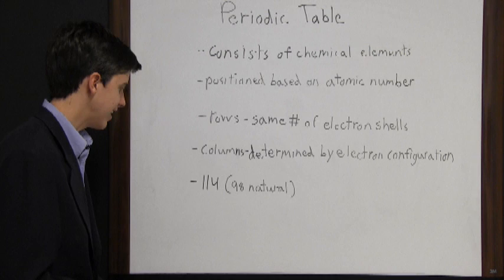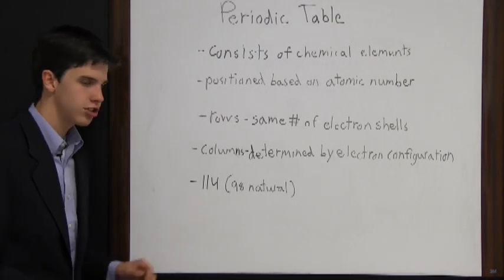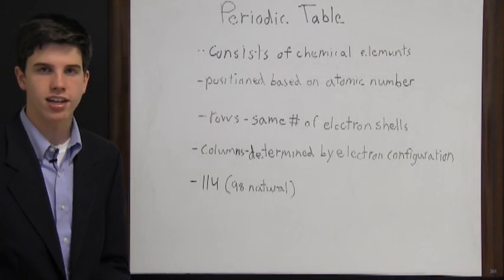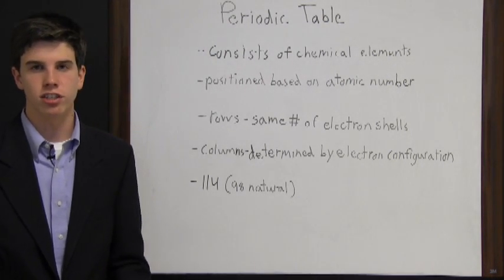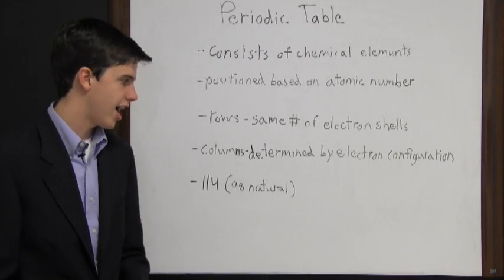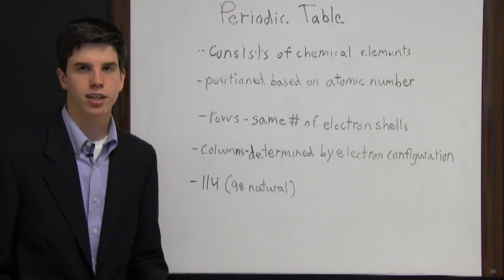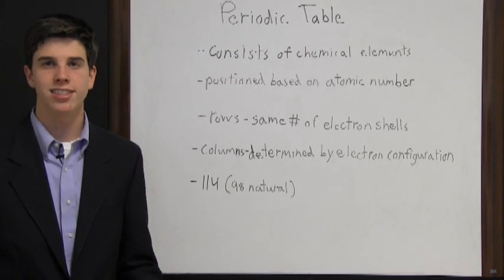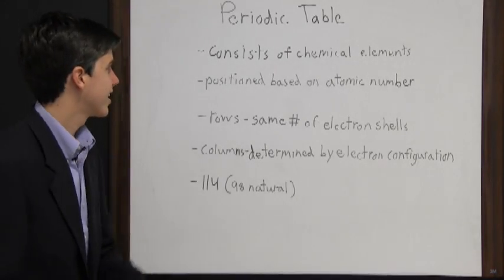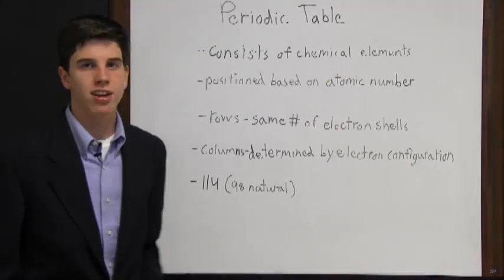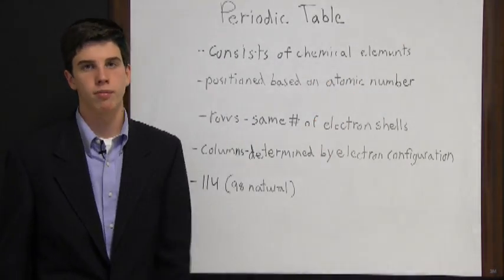There are about 118 elements out there, but only 114 have been officially recognized. And 98 of those are natural elements, ones that naturally occur in nature, such as potassium, nickel, and hydrogen. The other ones are synthetically produced by humans, such as Einsteinium. So the important thing to remember about the periodic table is that it consists of chemical elements and it is arranged by atomic number.